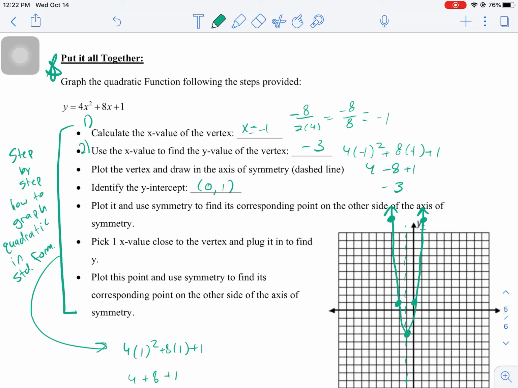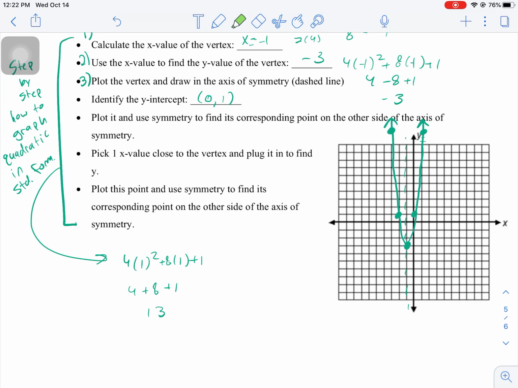So it first says calculate the x value. Then it says use the x value to find the y value. That's where we plug the x value of the vertex back into the equation. The third step is to plot the vertex and then draw the axis of symmetry. Remember, the axis of symmetry is this line that goes straight down the middle of the parabola.